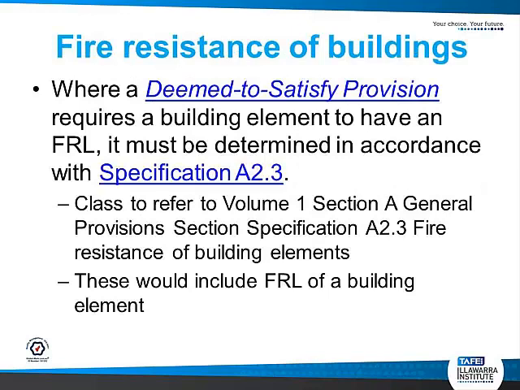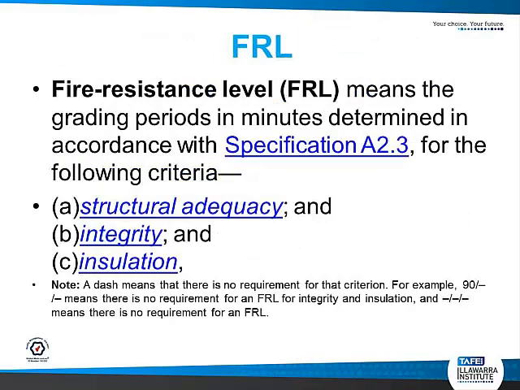Alright, so where a deemed to satisfy provision requires a building element to have an FRL, it must be determined in accordance with Spec A2.3. And you can check that in Volume 1, Section A of the General Provisions. And that would also include the FRL of a building element. So you say to yourself, well, what is an FRL? It means the grading periods in minutes determined in accordance with Spec A2.3, which simply means the structural adequacy, integrity and insulation of a building.